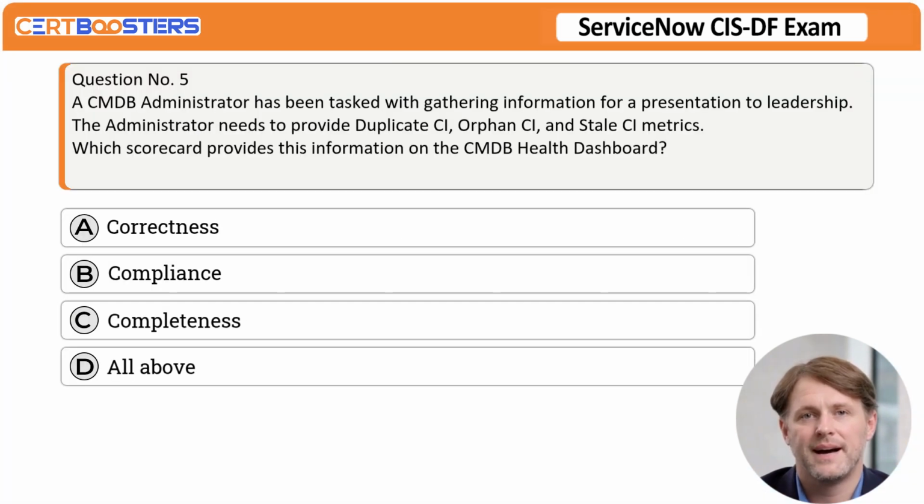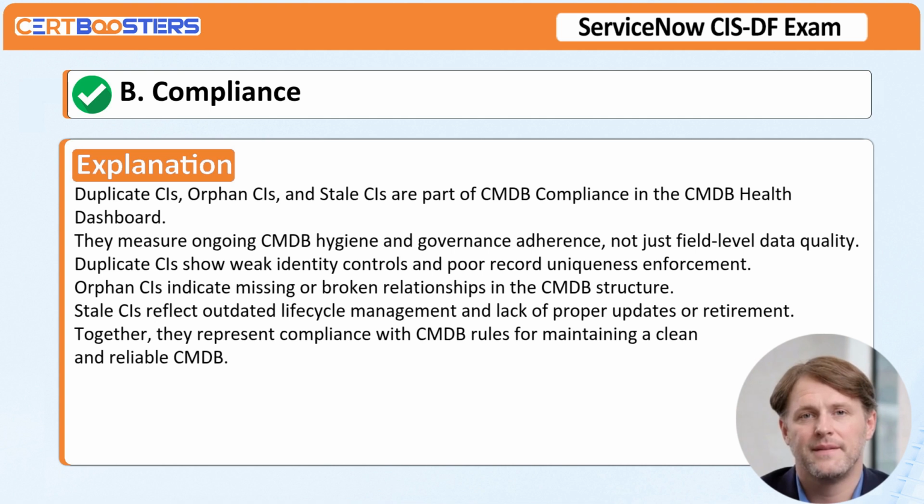Question number 5. A CMDB administrator has been tasked with gathering information for a presentation to leadership. The administrator needs to provide duplicate CI, orphan CI, and stale CI metrics. Which scorecard provides this information on the CMDB Health Dashboard? A. Correctness. B. Compliance. C. Completeness. D. All above. Answer. B. Compliance.